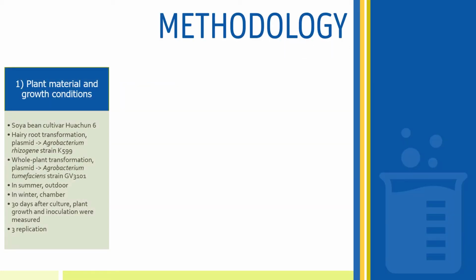Methodology: first, plant material and growth condition. Soybean cultivar Huachun seeds were used. For hairy root transformation, plasmids were transformed into the Agrobacterium rhizogenes strain. For whole plant transformation, plasmids were transformed into the Agrobacterium tumefaciens strain. Soybeans were planted outdoors during summer, while during winter they were planted in a chamber. Plant growth and inoculation were measured after 30 days of culture. Three biological replicates were used for each experiment.